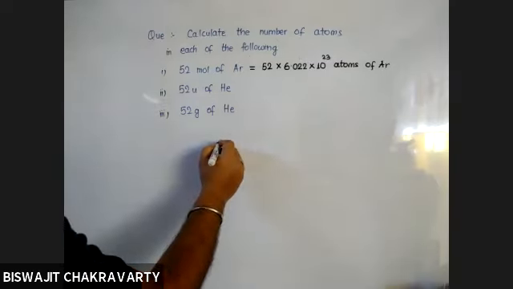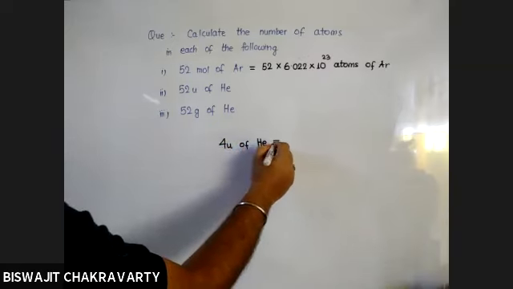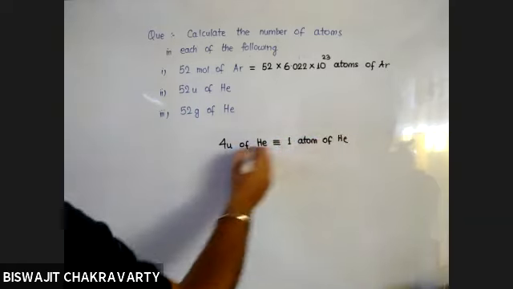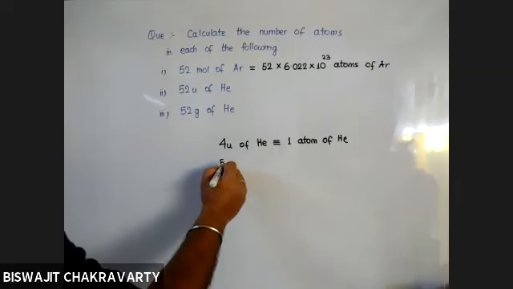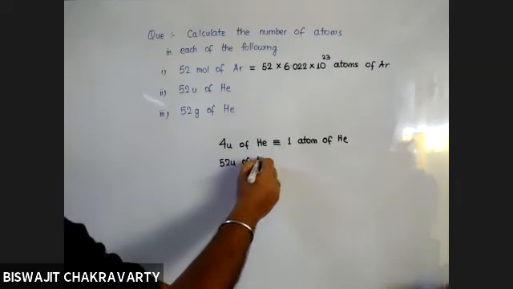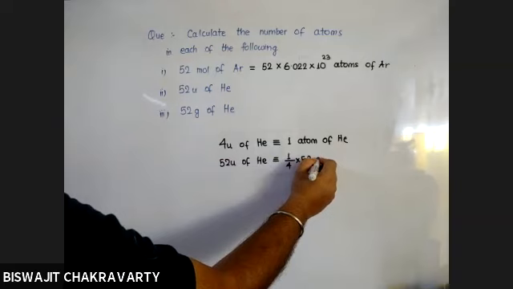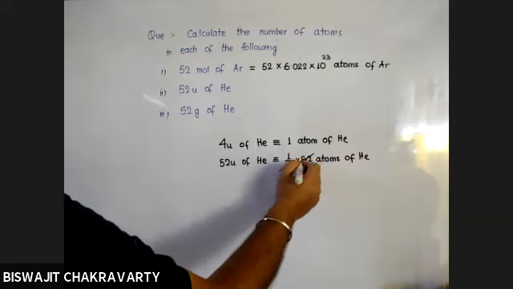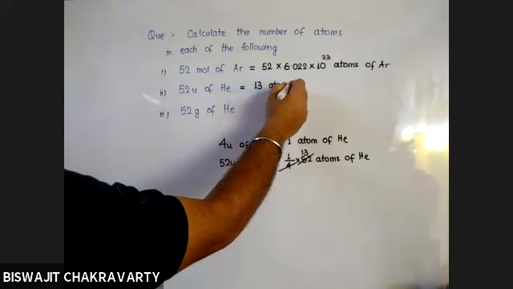So for those who have not understood, I'm writing 4U of helium is equivalent to 1 atom of helium. It's not gram atomic mass, it is relative atomic mass. So 52U of helium will be, by the unitary method, 1/4 multiplied with 52 atoms of helium. 4 13s are 52, so the answer will be 13 atoms of helium.